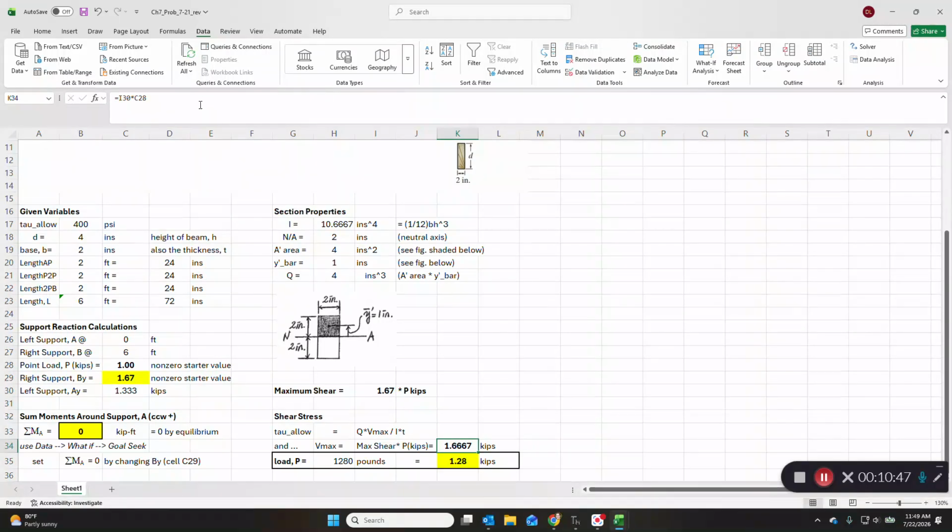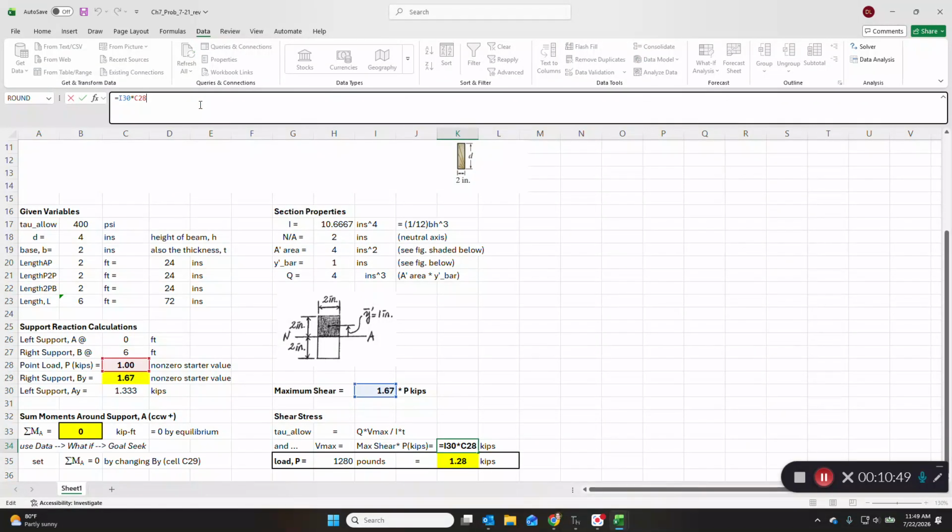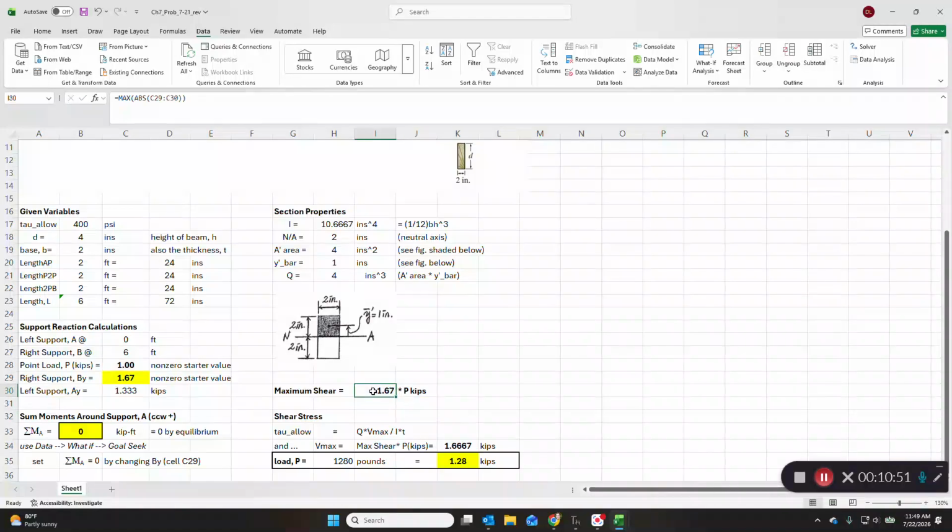All right, and the maximum shear here is this 1.67, which is maximum shear times whatever the load is. Okay, so that's how we solve that problem. We're going to go on to another problem.